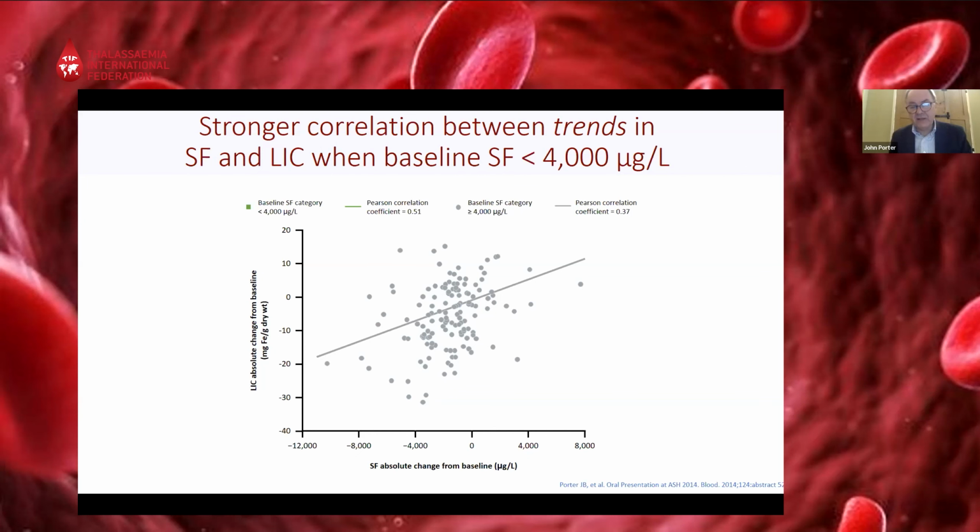And next slide. And when the ferritin's less than 4,000, that's a much clearer and cleaner relationship. So it's much easier in the clinic to use the ferritin to guide. But of course, it's not perfect. Next slide.